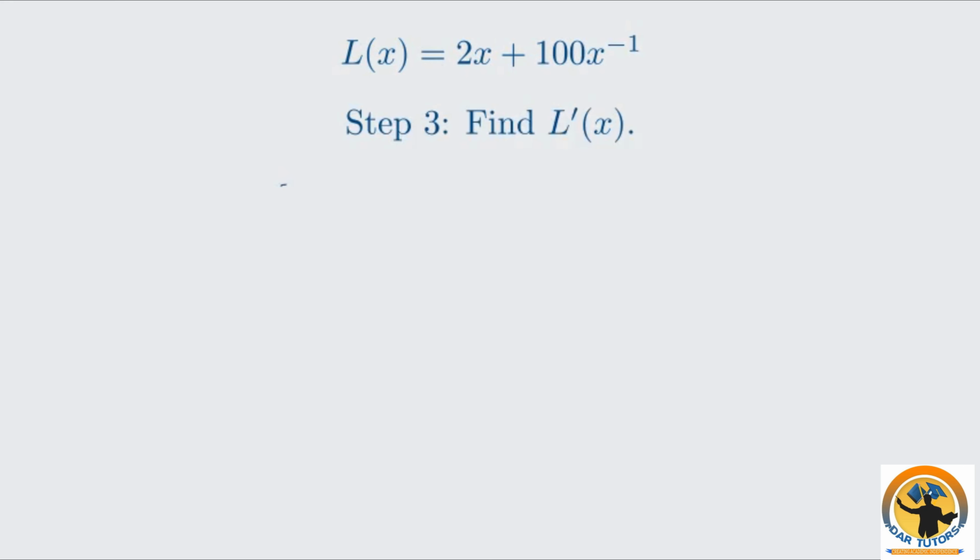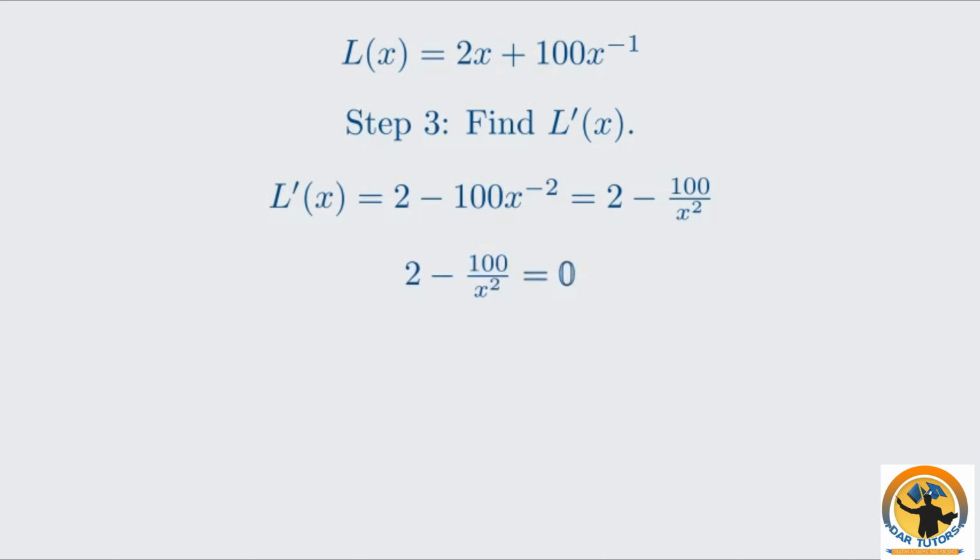Let's complete the duck farmer problem. We have our length function L of x equals 2x plus 100 over x. Step 3, find the first derivative. L prime of x is 2 minus 100x to the power of negative 2, or 2 minus 100 over x squared. Set the derivative to 0. 2 minus 100 over x squared equals 0. This gives 2x squared equals 100, so x squared equals 50. The positive solution is x equals the square root of 50, which is 5 times the square root of 2.